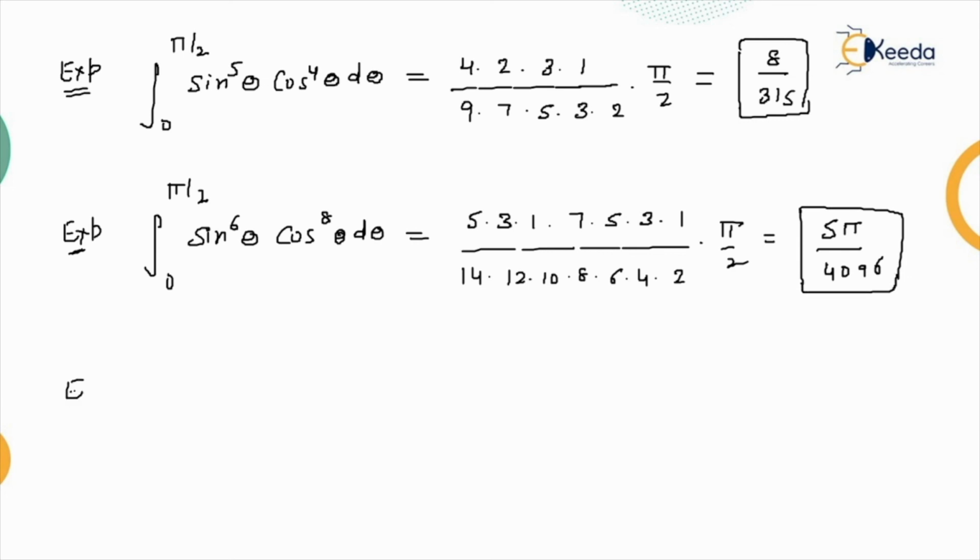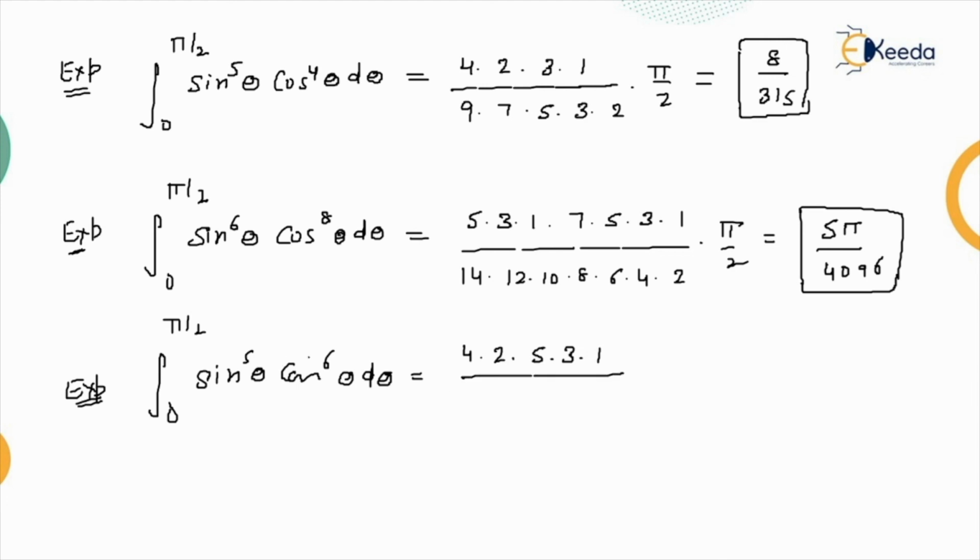Okay. One more example we can take. Like if you have 0 to pi by 2 and sine having power 5 and cos having power 6 theta and d theta. So 5 minus 1 will be 4, then 2 and it will be finished. 6 minus 1 is 5, then 5, 3 and then 1.